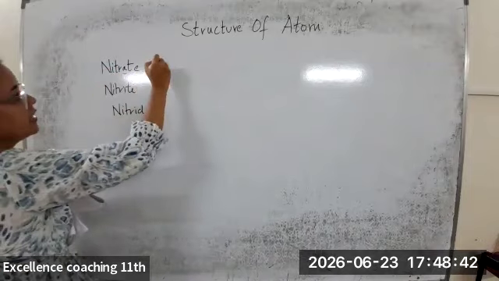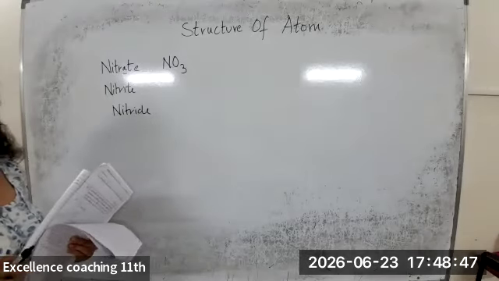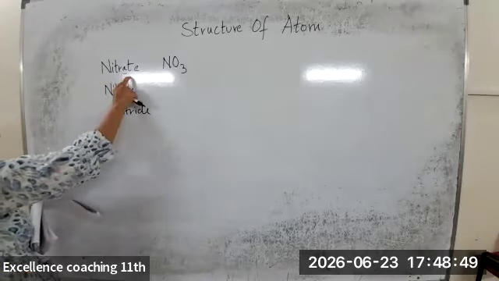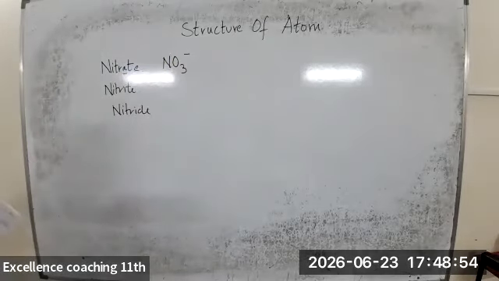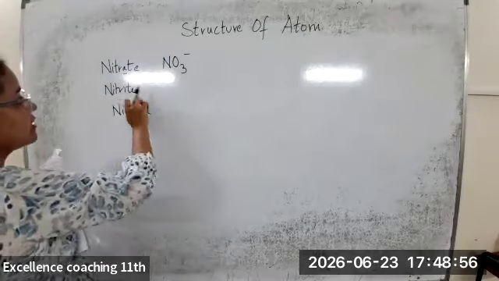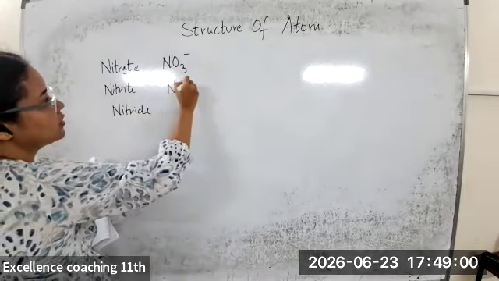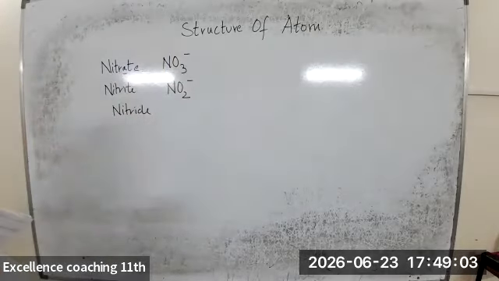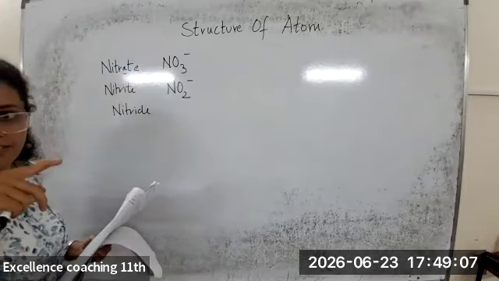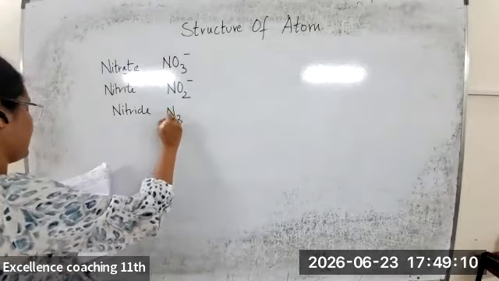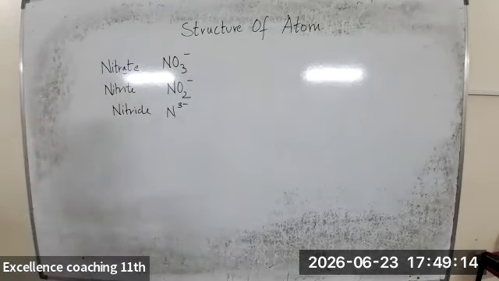When you say nitrate, it will be NO3, and the net charge will be minus, just -1. Now nitrite will be NO2. Charge will be minus only, -1. And nitride will be N3-.